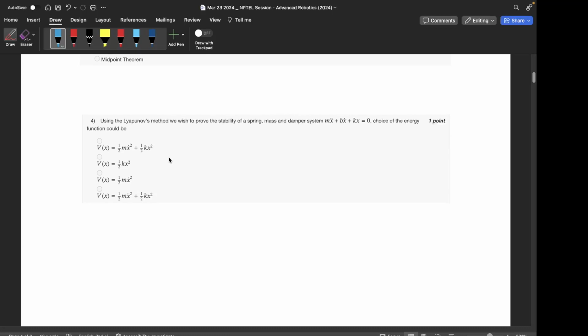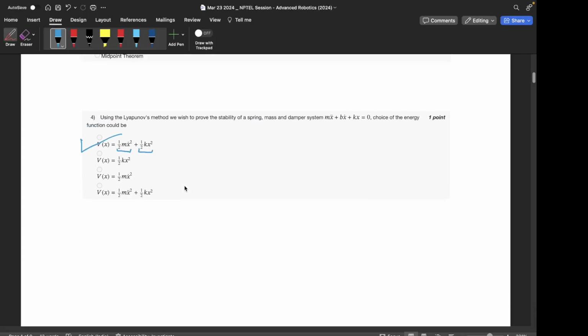The fourth question is, using the Lyapunov method, we wish to prove the stability of a spring mass damper system. The choice of the energy function could be, and the answer is in the question itself, it's hinting that we should formulate an energy function. For the spring mass system, the block has a potential energy due to the spring and a kinetic energy, right? So the first option seems correct. It's the kinetic energy term and the potential energy term. So this is the correct answer.